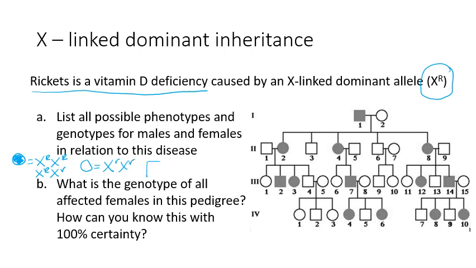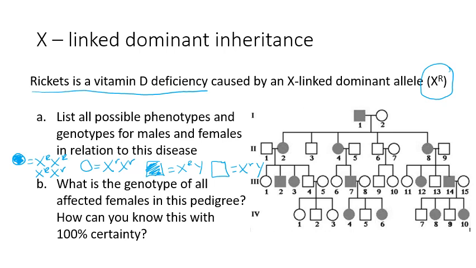If they are a male and affected, they're going to have X capital R, Y. Remember, males only have one X chromosome. If they're males that are unaffected, they're going to have X little r, Y. So they're the possible genotypes that individuals in this pedigree could have. We haven't been asked to work them all out because that would take us all day, but if you want to have a go, feel free, and then check your answers with your teacher.